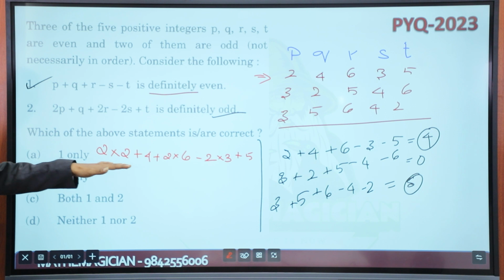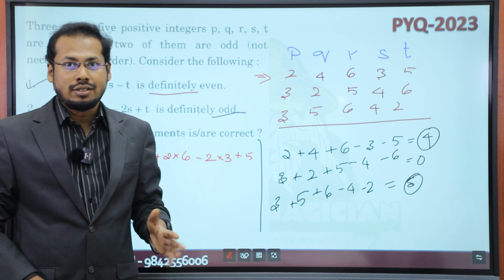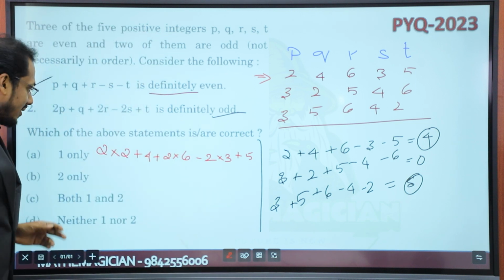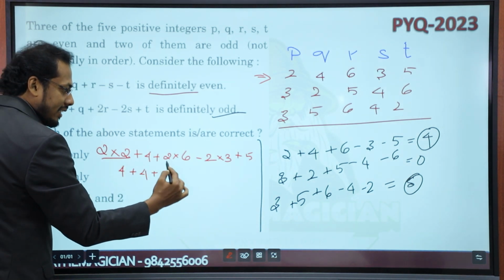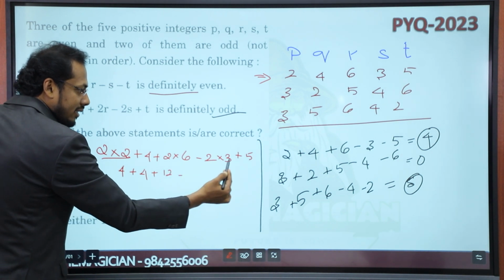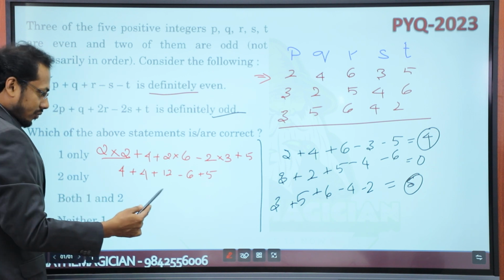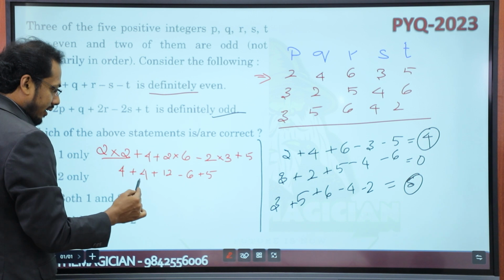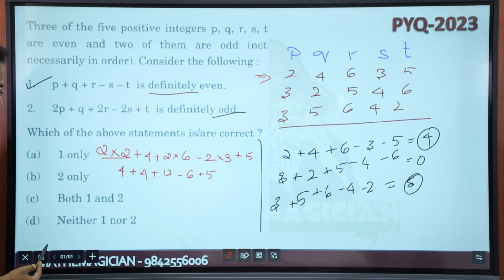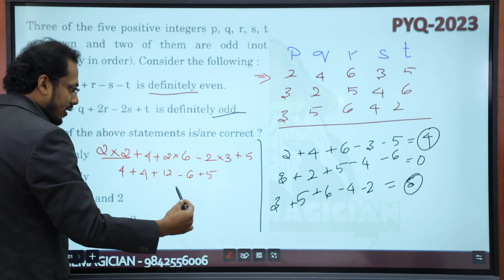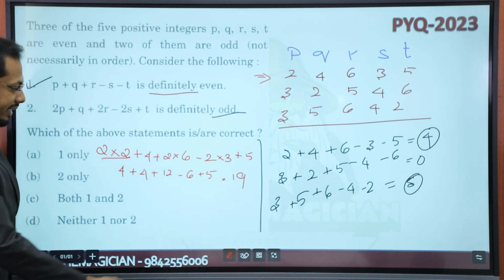Look at this, whatever the operations given here, we should use the BODMAS rule. Without that, don't do it as it is. So first 2 into 2 is 4, plus 6 into 2 is 12, minus 3 into 2 is 6, plus 5. Now only plus and minus. So 4 plus 4 is 8, 8 plus 12 is 20, 20 plus 5 is 25, minus 6 gives 19. So here I got the odd number. Okay, let's take the next.